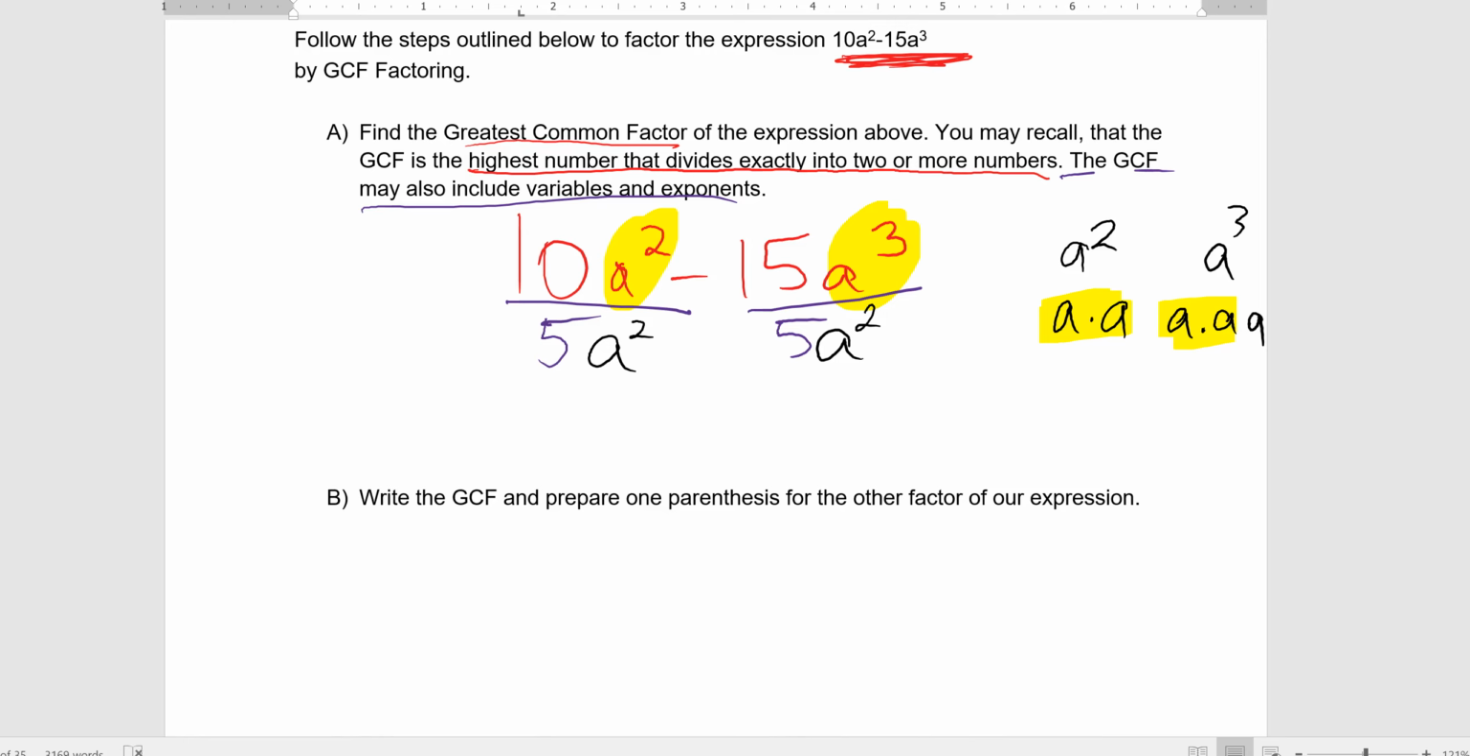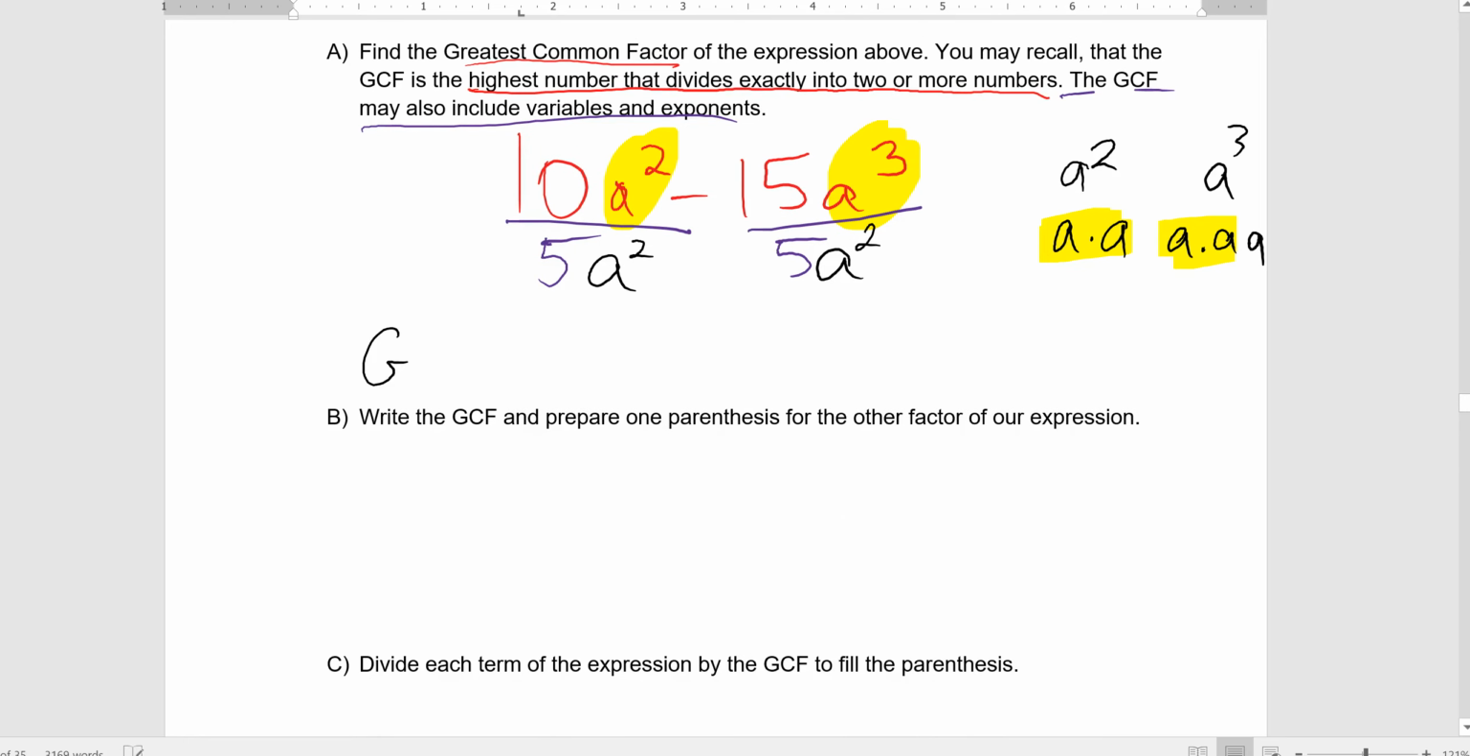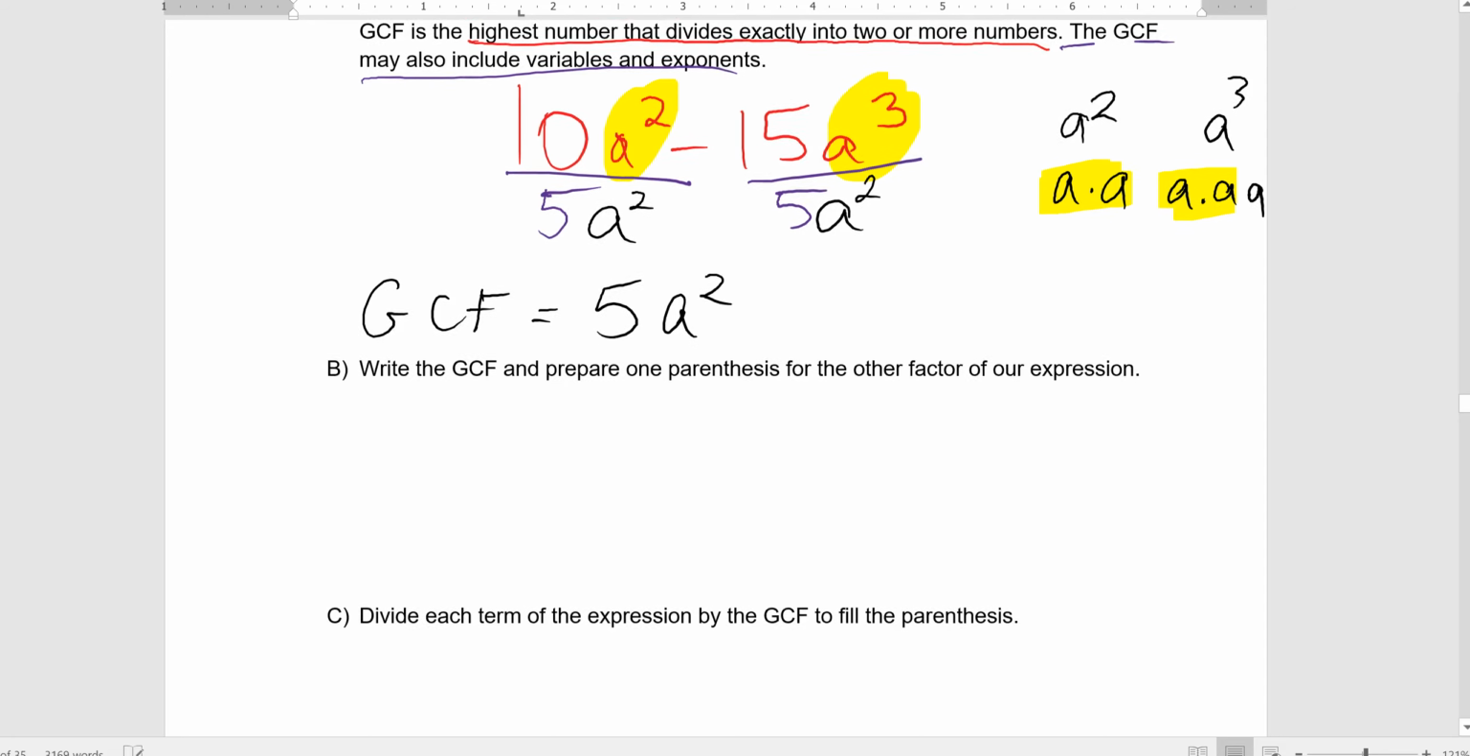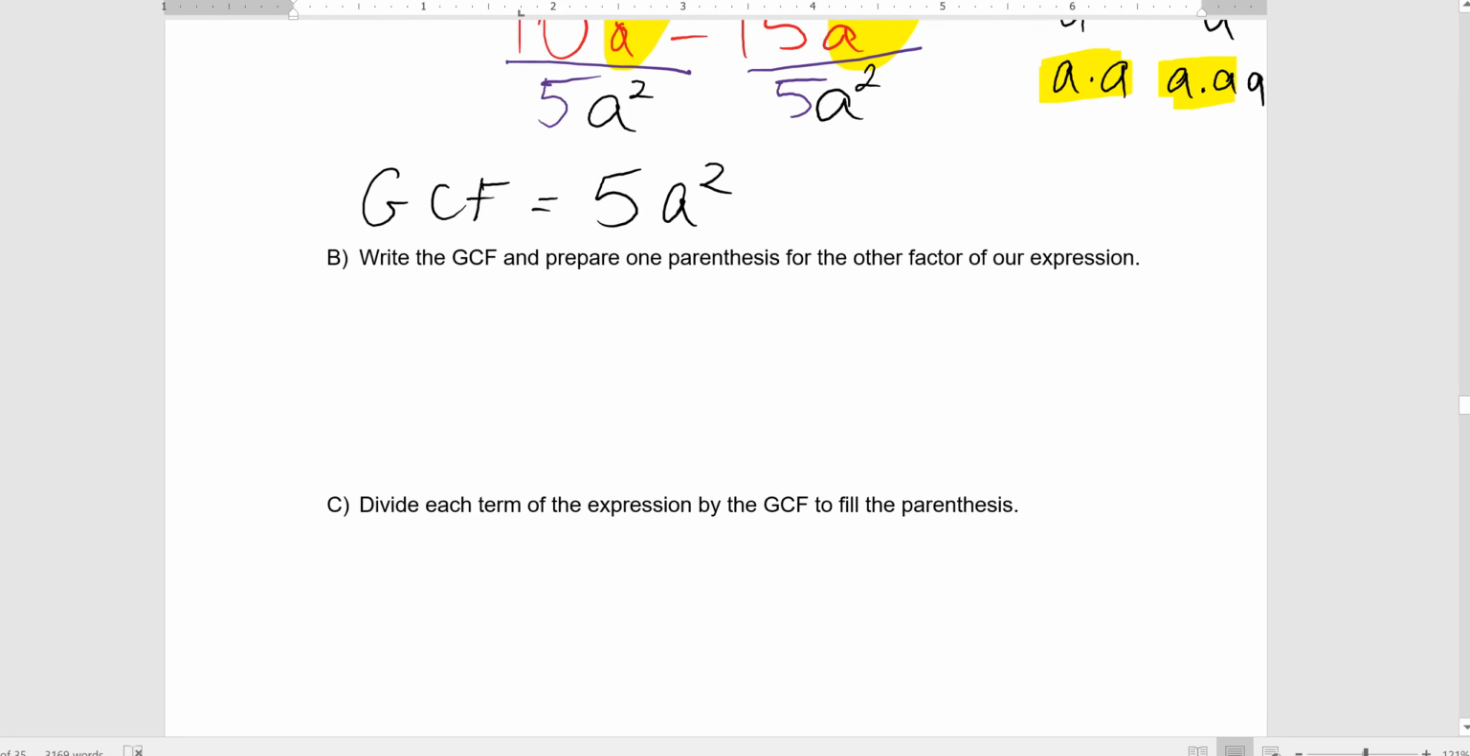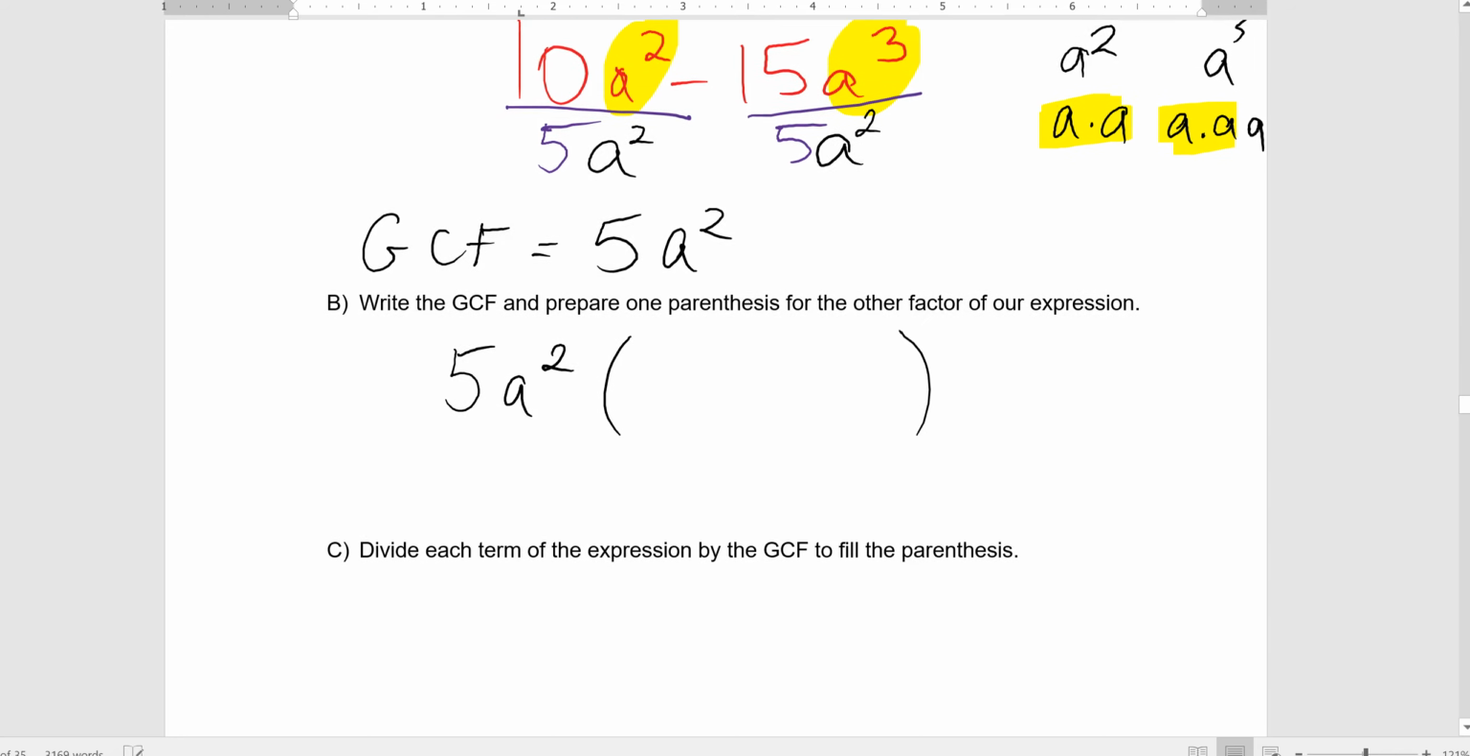Okay, so we did the first thing, which was we found the greatest common factor just by figuring out what would go into both parts, and it's 5a to the second. Okay, step 2. Write the GCF, 5a to the second, and prepare 1 parentheses for the other factor. Next, we're going to divide each term of the expression by the GCF to fill the parentheses.